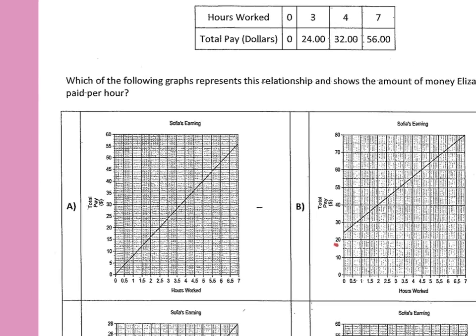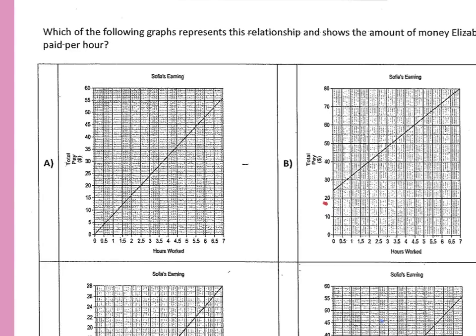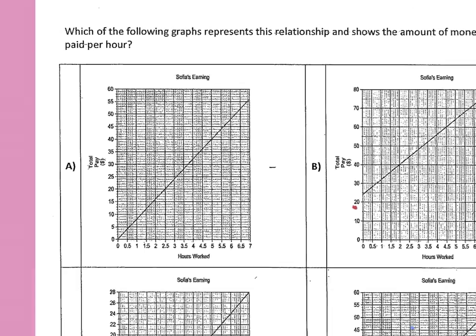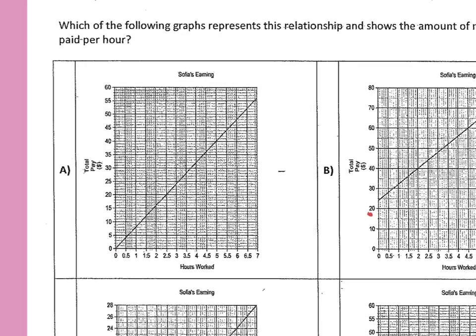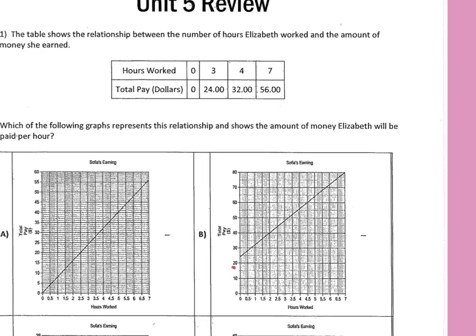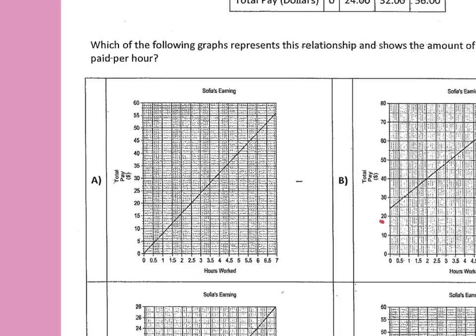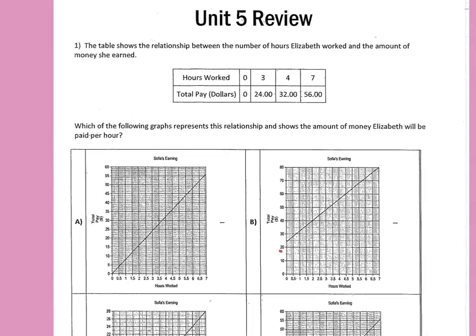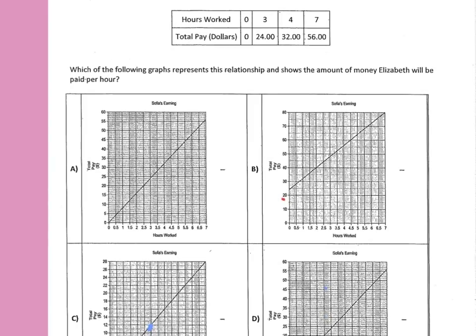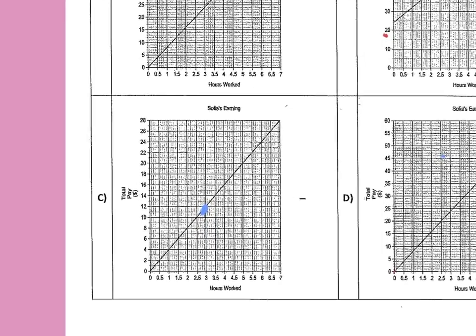So then A, I want to make sure my other points are on there. So 3, 24. So 3, about 24. That's on A. 4 and 32. That's there. 7 and 56. It works. So that one works. It's got all the right points.